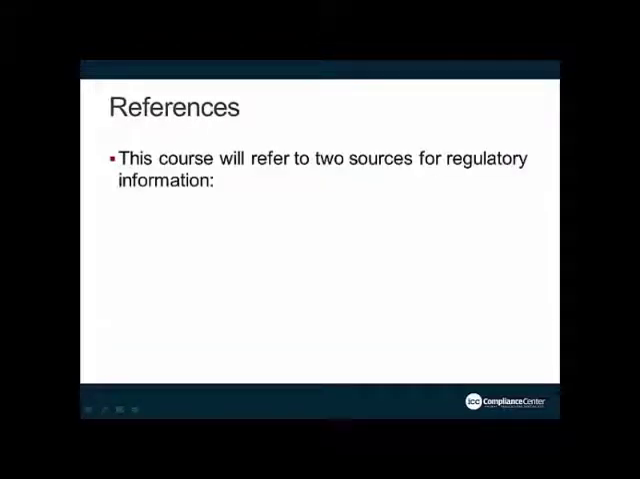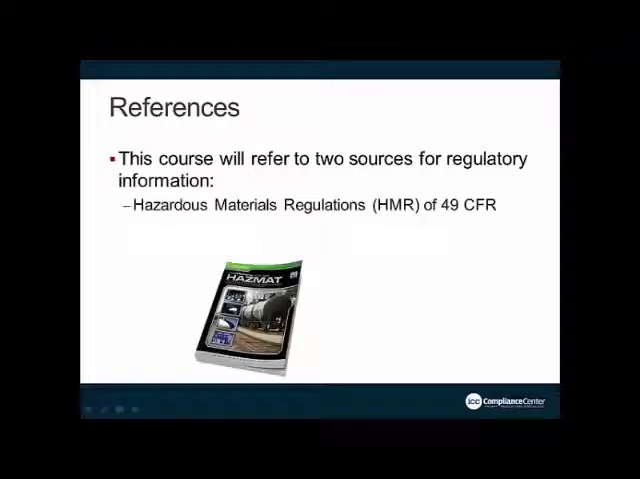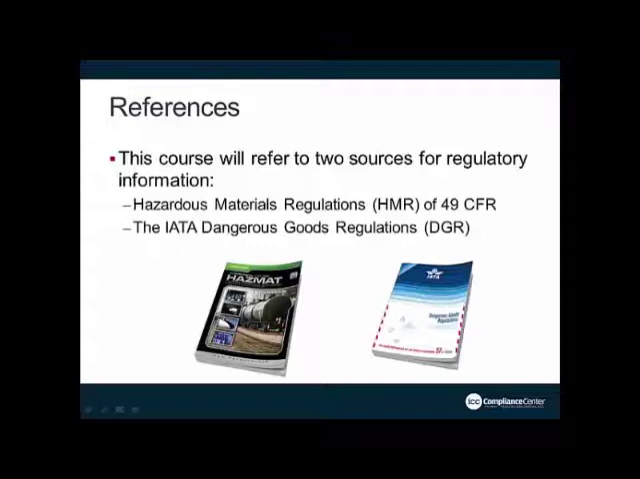This course will refer to 2 sources for regulatory information. These are the U.S. National Regulations, which are known as the Hazardous Materials Regulations of Title 49 Code of Federal Regulations, also known as 49 CFR. We'll also look at the IATA Dangerous Goods Regulations, also known as DGR, which covers commercial air transport. It is required that you have access to both of these regulations while completing this training and completing the quiz questions.